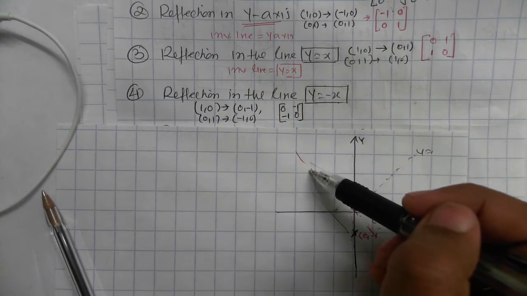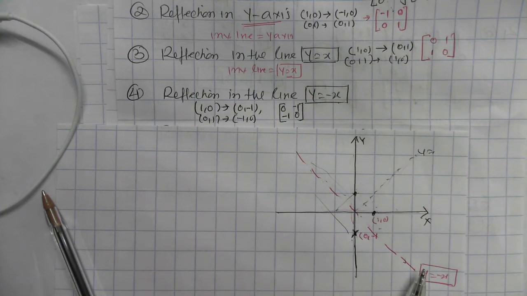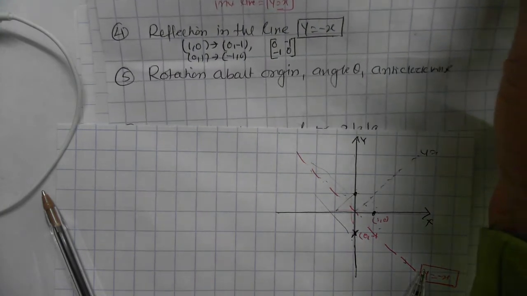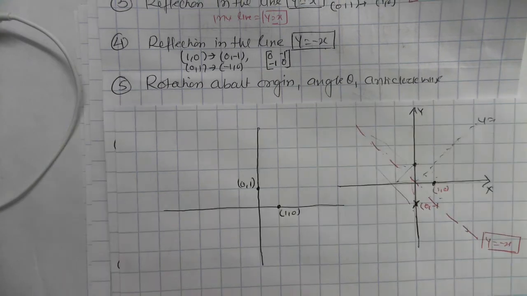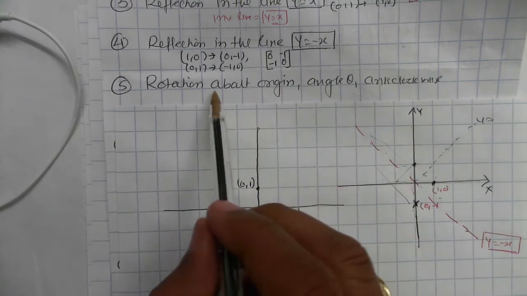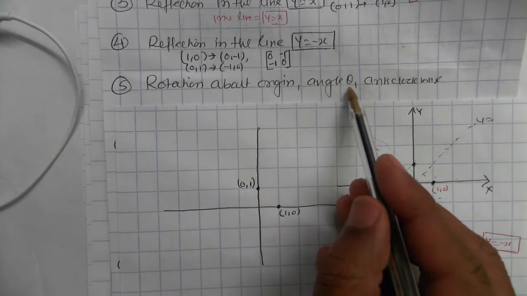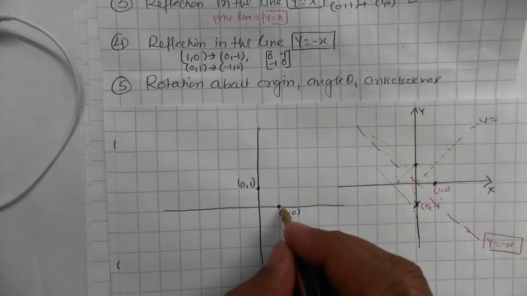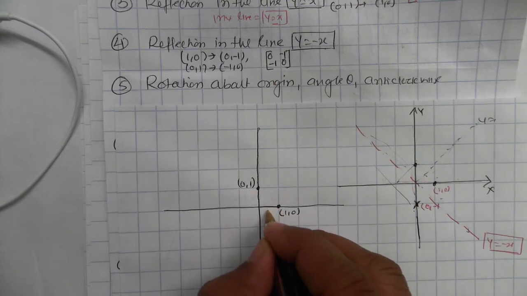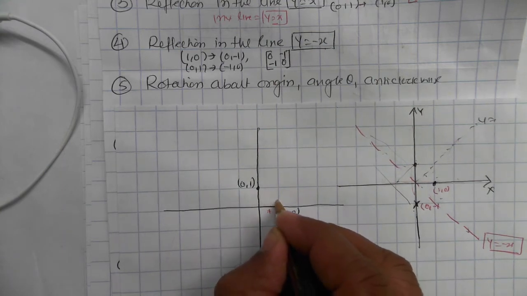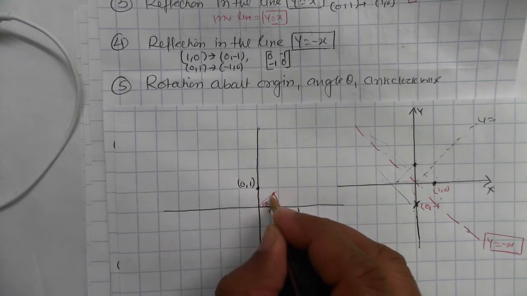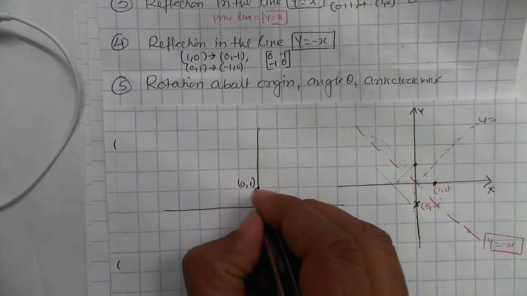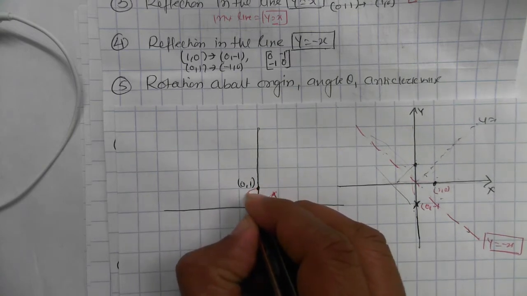Alright, now we move on to a bit of rotation. This is really important that you understand the rotation part now. Let's try and see what's happening. Rotation about the origin, angle theta anticlockwise. So point (1, 0) will move along the arc of the circle with radius 1 and this angle theta. That will be the new position of this point, and the other point will also move in that direction anticlockwise, with this angle theta.